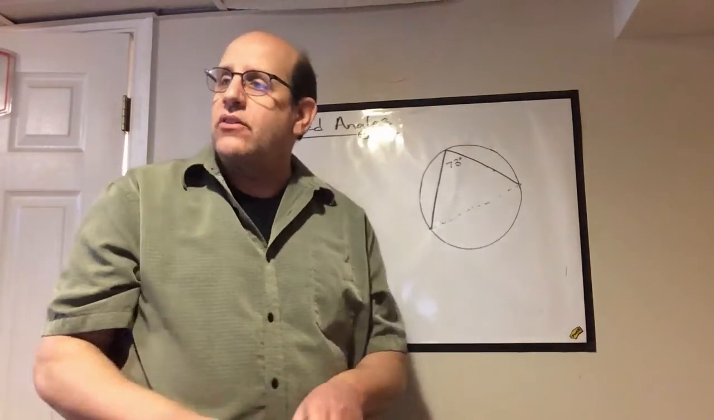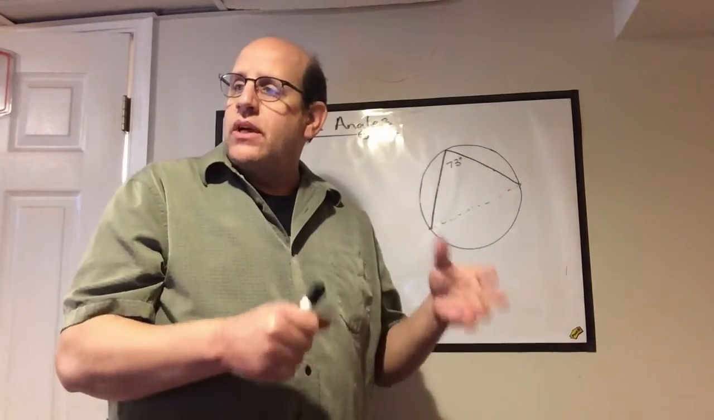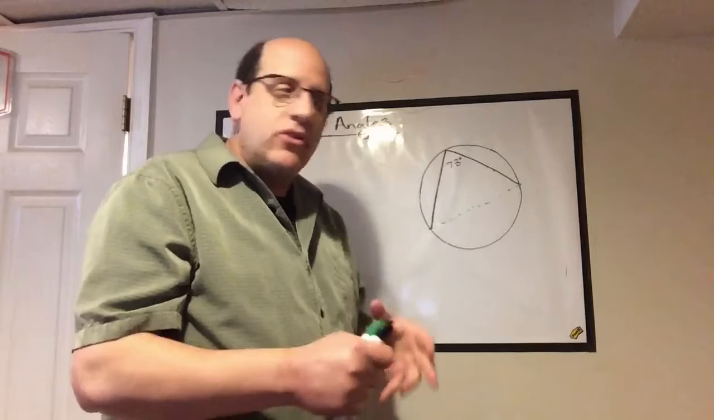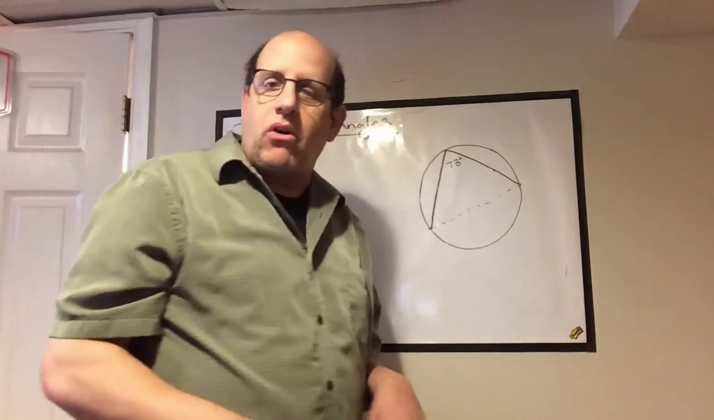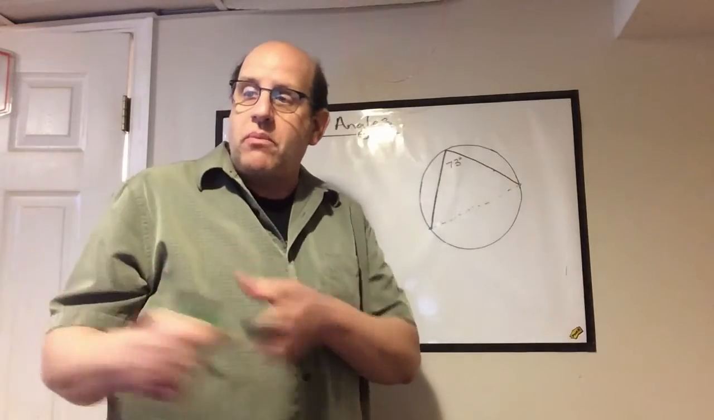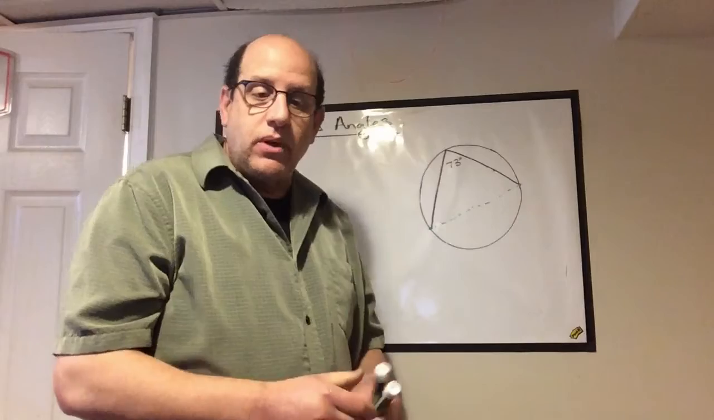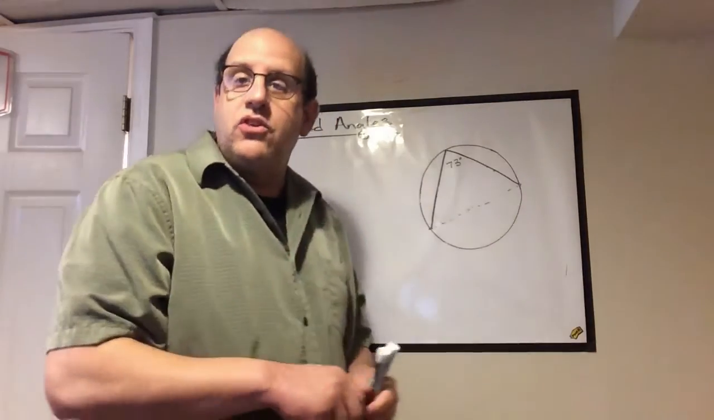Right? And that's what it says. If an angle is inscribed in a circle, then the measure of the angle equals 1/2 of the measure of the intercepted arc. All right? And that's all you really need to know. The first three problems on this sheet that you're going to be doing have to do with just that.